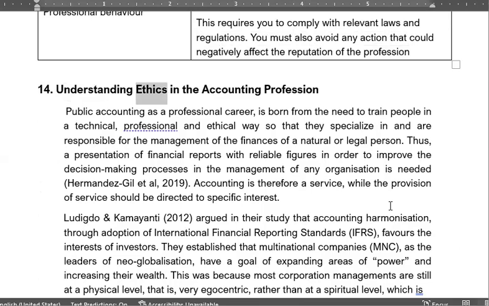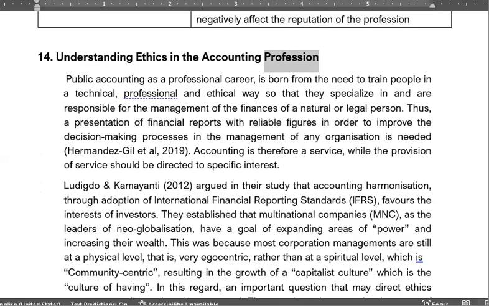14. Understanding ethics in the accounting profession. Public accounting as a professional career is born from the need to train people in a technical, professional, and ethical way so that they specialize in and are responsible for the management of the finances of a natural or legal person. Thus, a presentation of financial reports with reliable figures in order to improve the decision-making processes in the management of any organization is needed. Hernandez-Gil et al., 2019. Accounting is therefore a service, while the provision of service should be directed to specific interest.